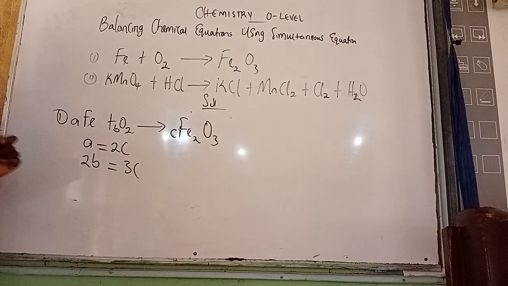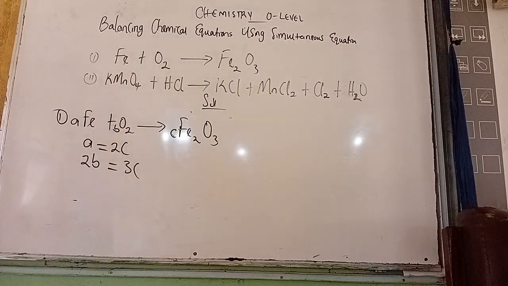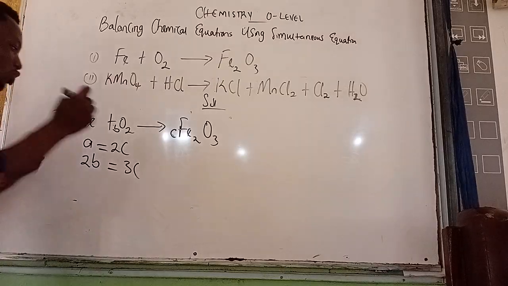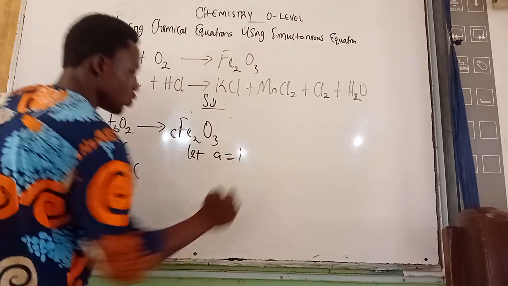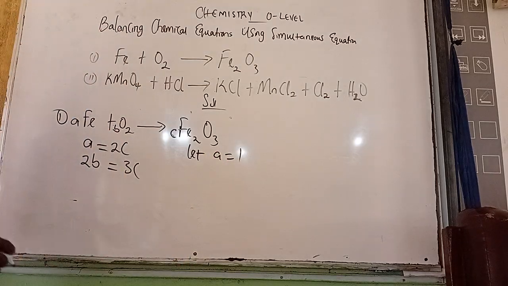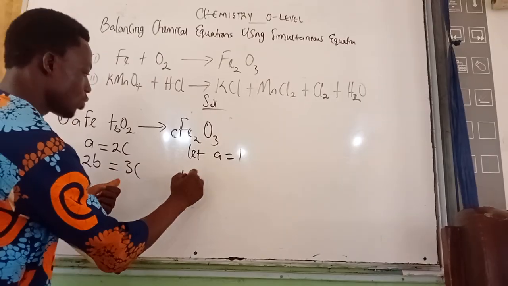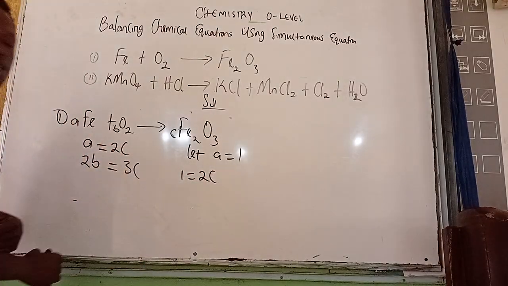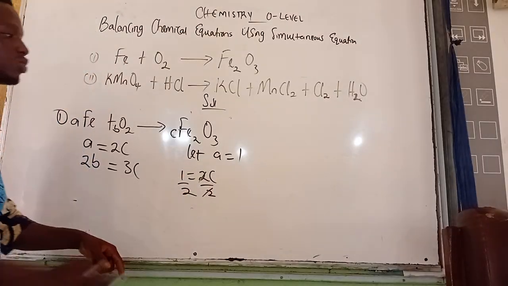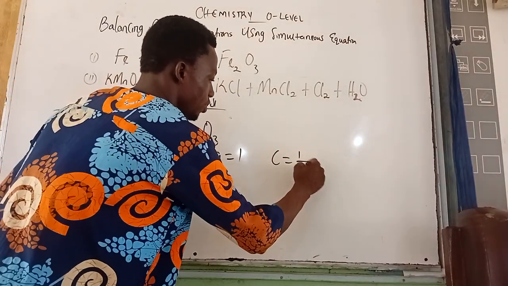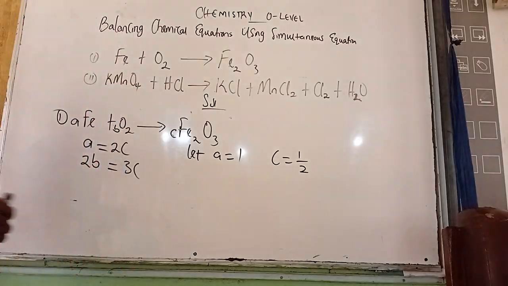Are we together? So in every equation you are balancing using this simultaneous method, let your A always be 1. So if your A is 1, what will be your C? That means 1 equals 2C. Since A equals 2C, divide both sides by 2. 2 cancels 2. That means C equals 1 over 2.